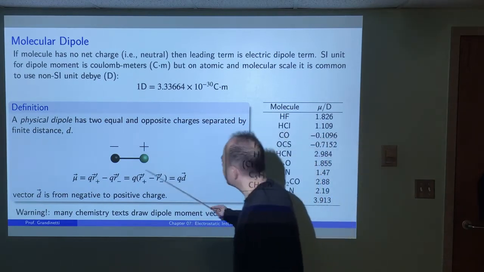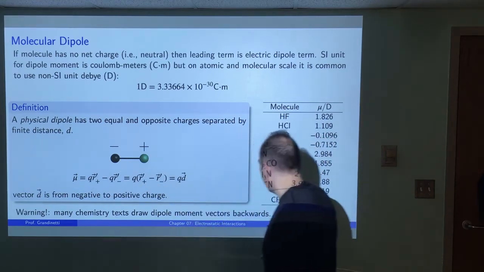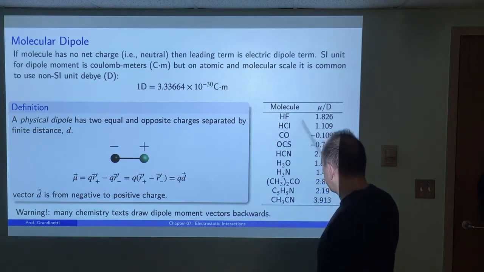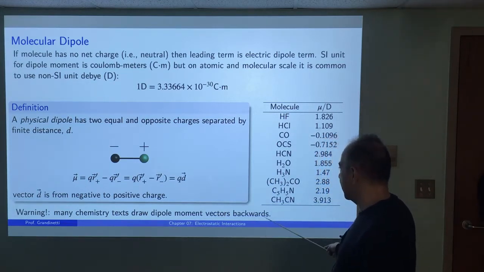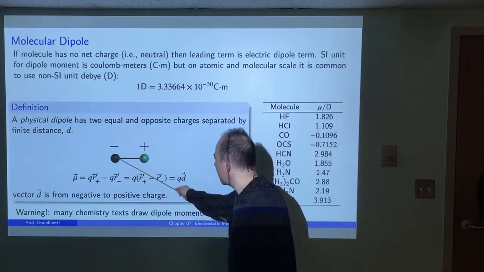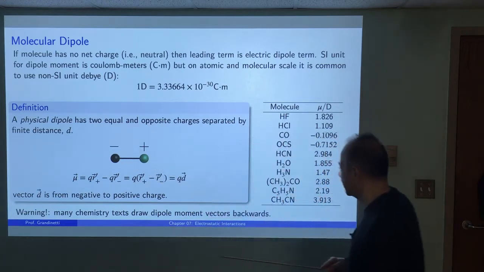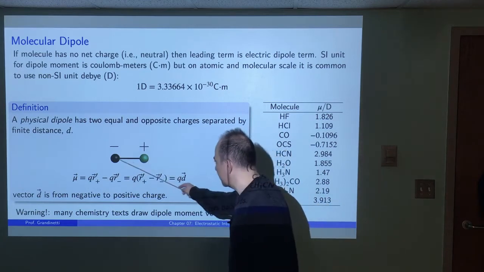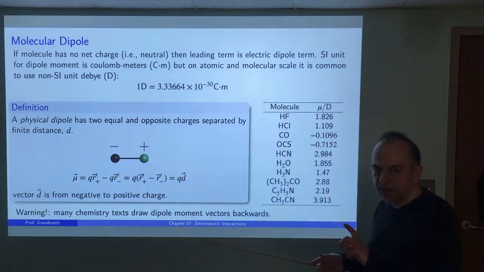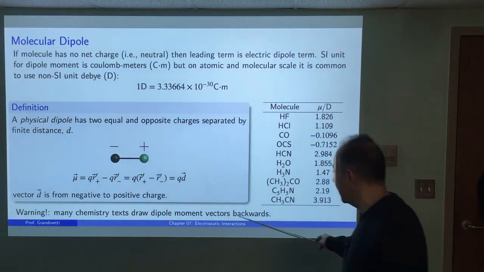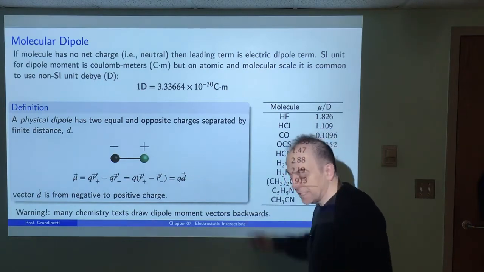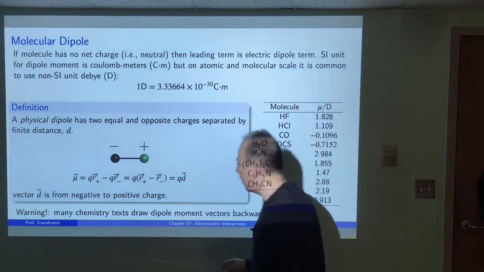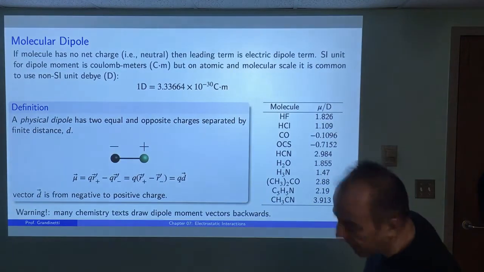One of the things you want to be careful about, if you're thinking about dipole moments, is that in physics the dipole moment vector is drawn from the negative charge to the positive charge, but for some reason chemistry books tend to draw it from the positive charge to the negative charge. So if you think you've got some sign issue, be careful, there might be a different convention. We're going to be following the convention that it goes from negative to positive in this text, and in this class too.